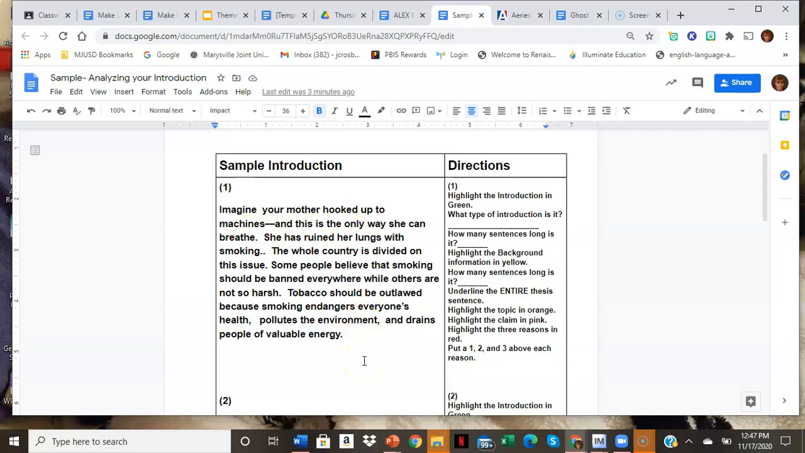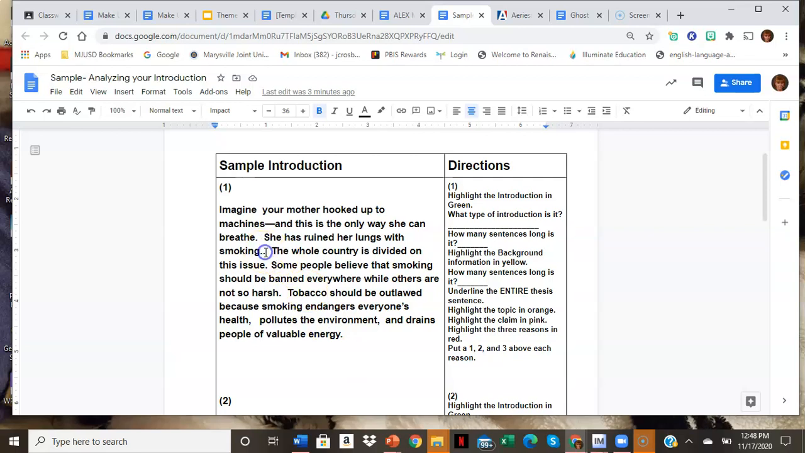Imagine your mother hooked up to machines, and this is the only way she can breathe. She has ruined her lungs with smoking. The whole country is divided on this issue. Some people believe that smoking should be banned everywhere, while others are not so harsh. Tobacco should be outlawed because smoking endangers everyone's health, pollutes the environment, and drains people of valuable energy.